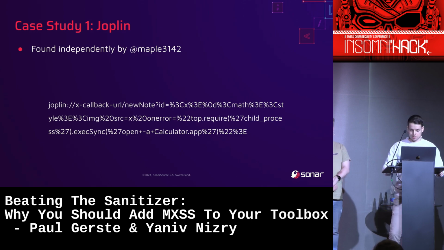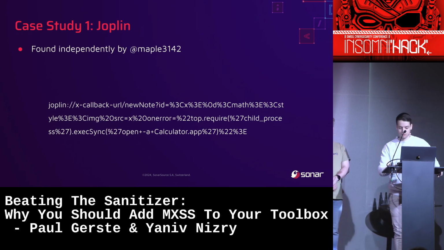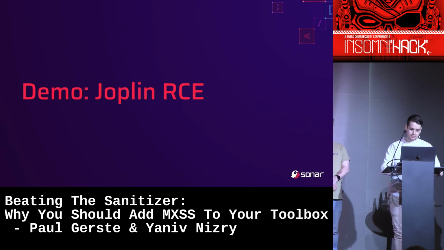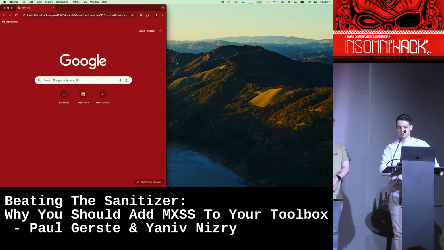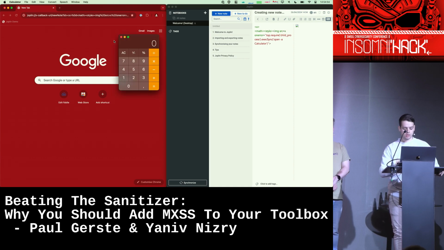And now we'll take a look at the example. Joplin very conveniently has a feature to open a note from a link, so we'll use that. So here we have the link, and we'll open it in Joplin, and we get a calculator.